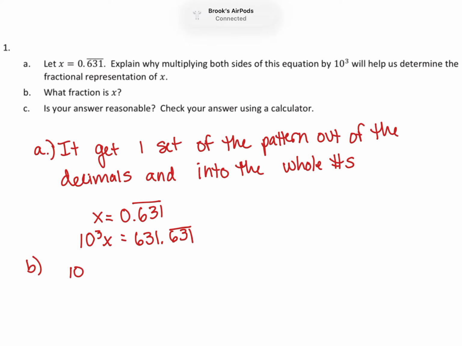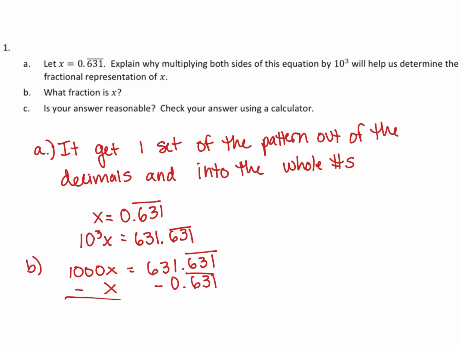B, we have 10 to the third, 1000x, and we're subtracting x from both sides. And if 1000x is 631 with 631 repeating, we can remove whatever x is equal to, which is 0.631 repeating.